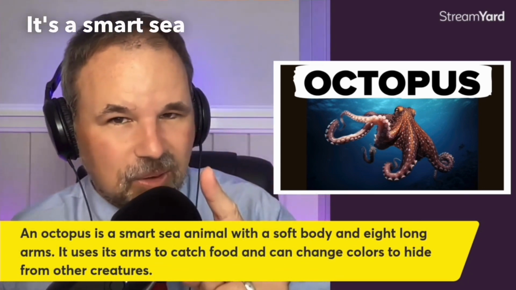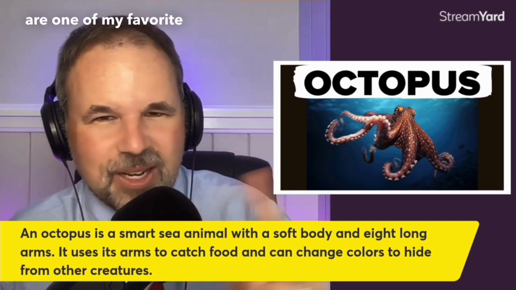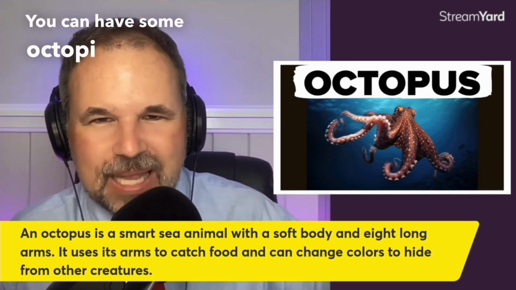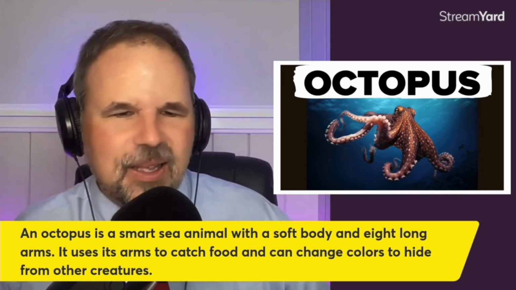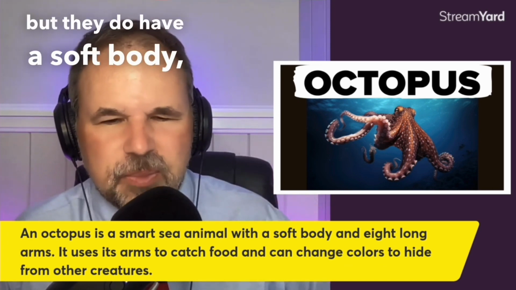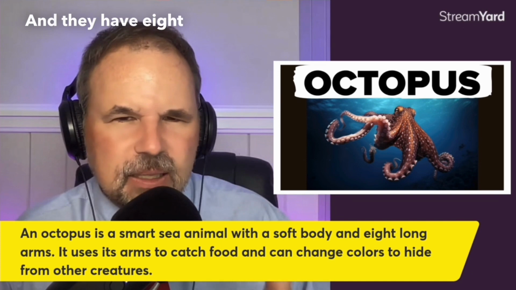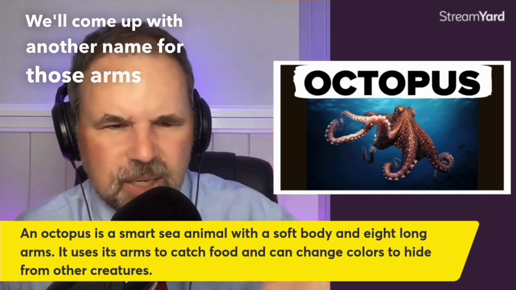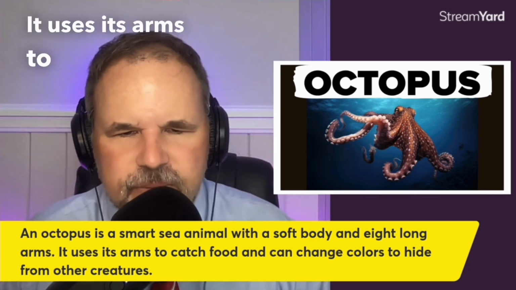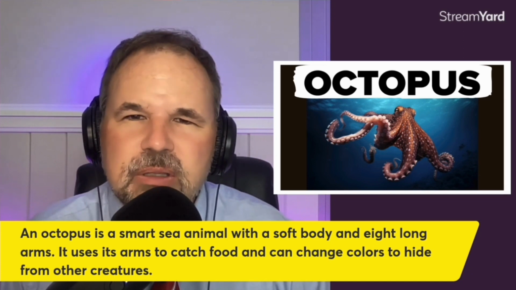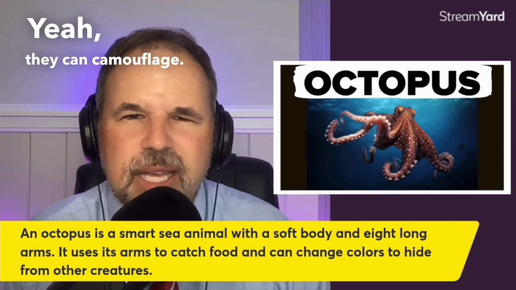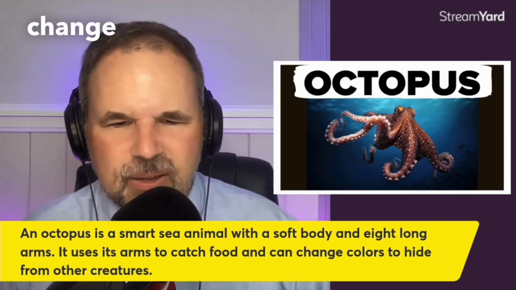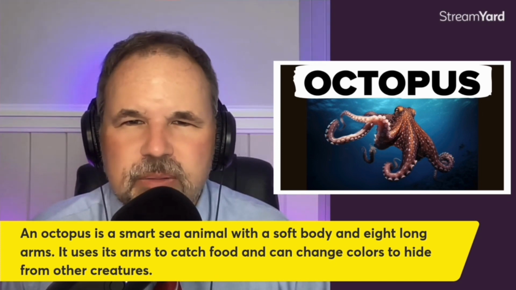What is an octopus? Well, it's a smart sea animal. This is why these are one of my favorite creatures. They have personalities. You can have some octopi that are mean. You can have some that are nice. But they do have a soft body, which makes them a mollusk. And they have 8 long arms. We'll come up with another name for those arms in a minute. It uses its arms to catch food and can change colors. Yeah, they can camouflage. They can blend in with their surroundings. They can kind of disappear, change color, to hide from other creatures.